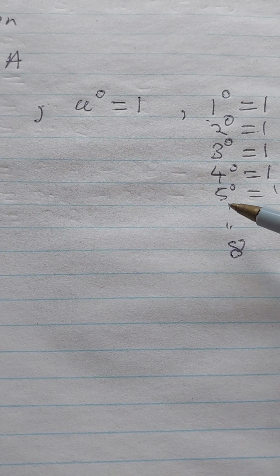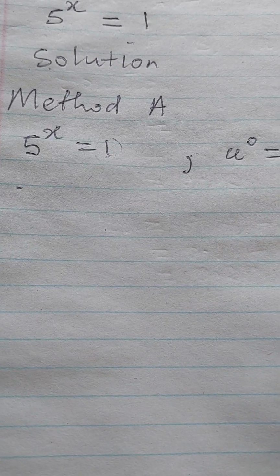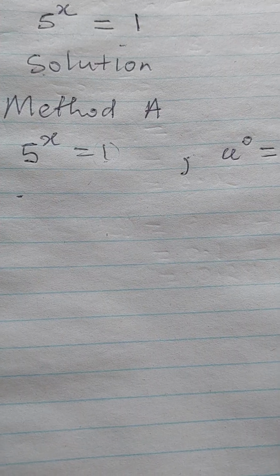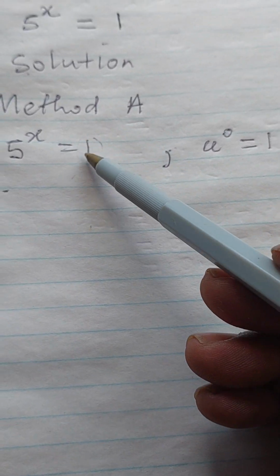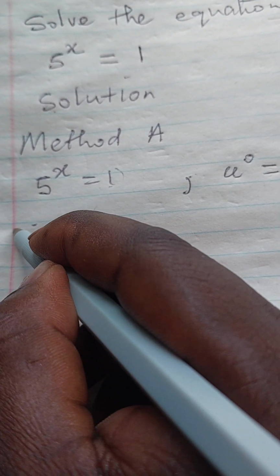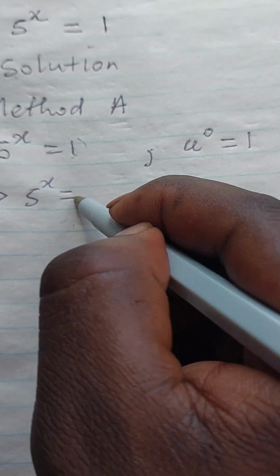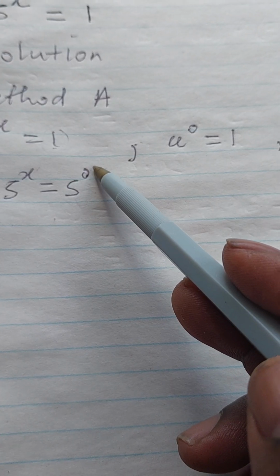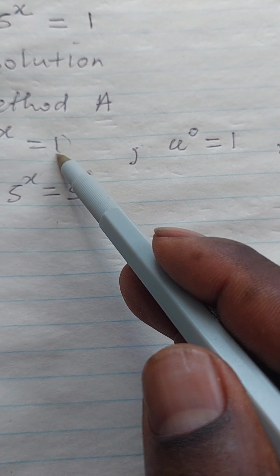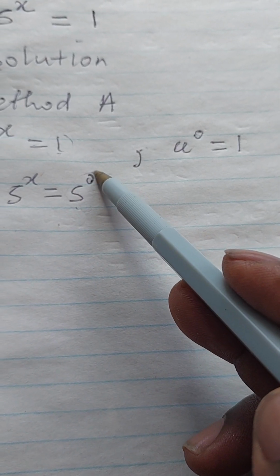So we can consider this one: 5 to the power 0 is equal to 1. We come back to our problem here. If 5 to the power 0 is equal to 1, we can simply replace this 1 by 5 to the power 0. This implies that 5 to the power x is equal to 5 to the power 0, because 5 to the power 0 is equivalent to 1, so we are simply replacing 1 by 5 to the power 0.